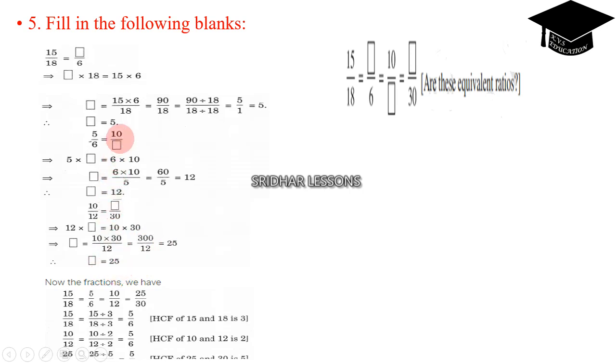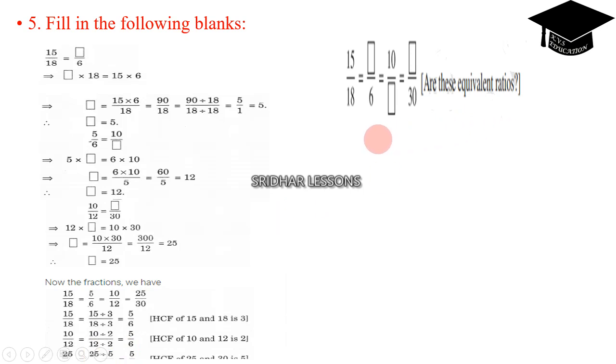Now, from the above three fractions, we have 15 by 18 is equals to 5 by 6. We got 5 here, which is equals to 10 by 12, which is equals to 25 by 30. Okay, 15 by 18 is equals to 5 by 6 because 3 cancels 15 5 times and 3 cancels 18 6 times, 5 by 6. Next one, 10 by 12 is equals to 5 by 6 because 2 cancels 10 5 times and 12 6 times.